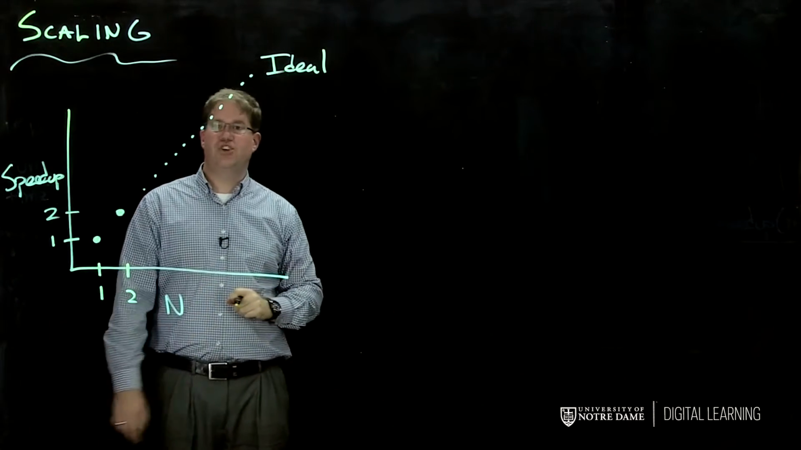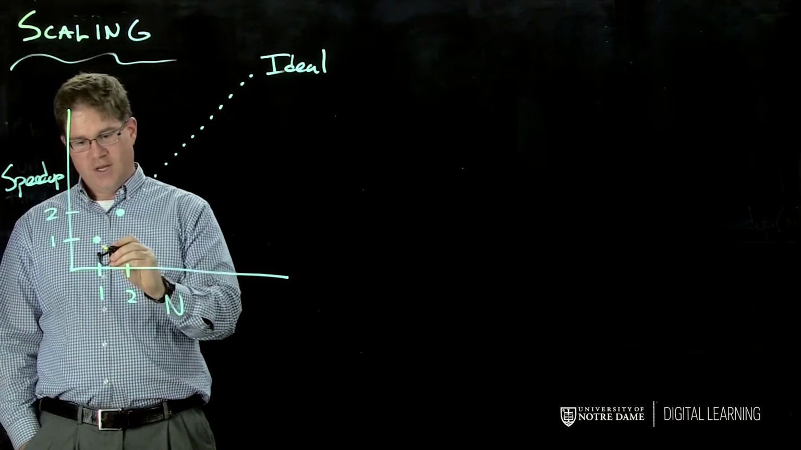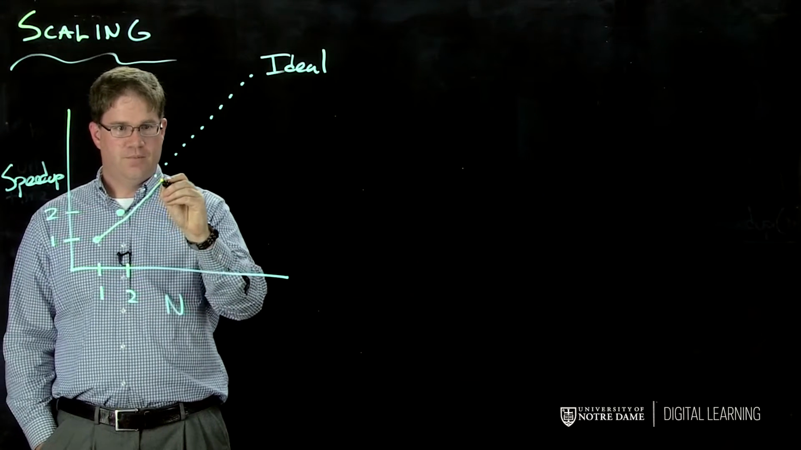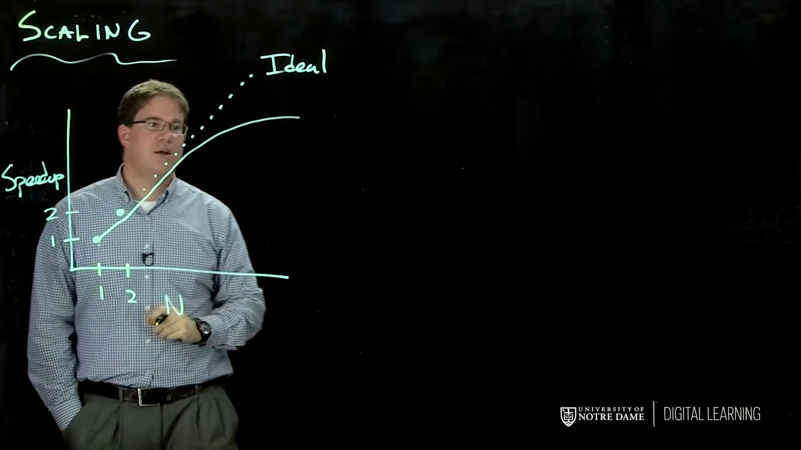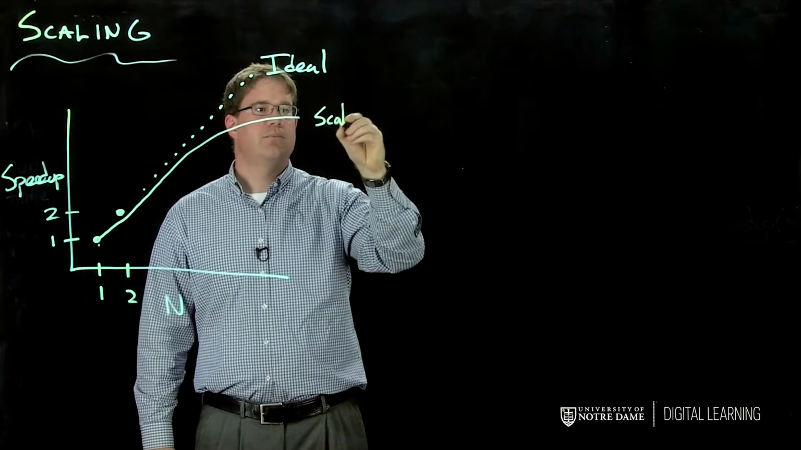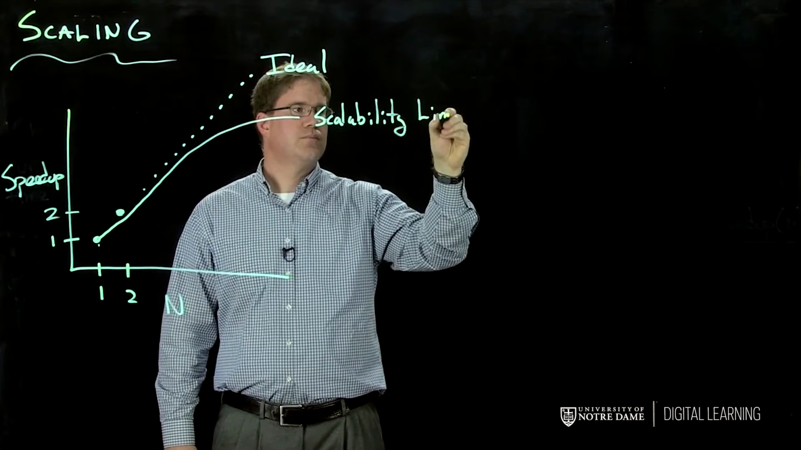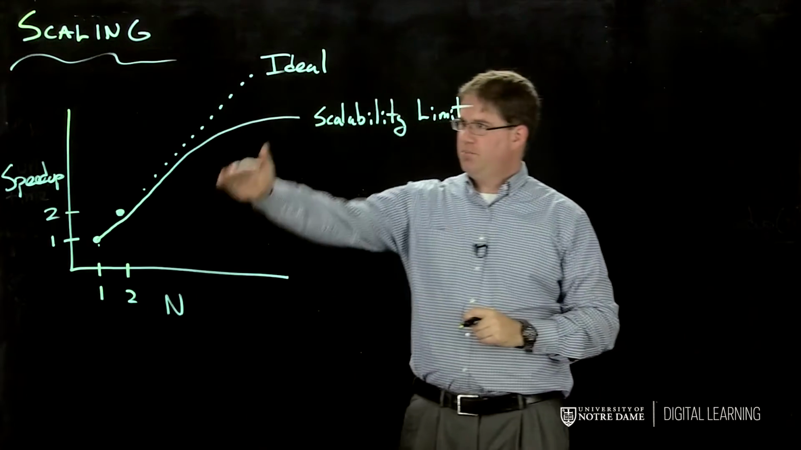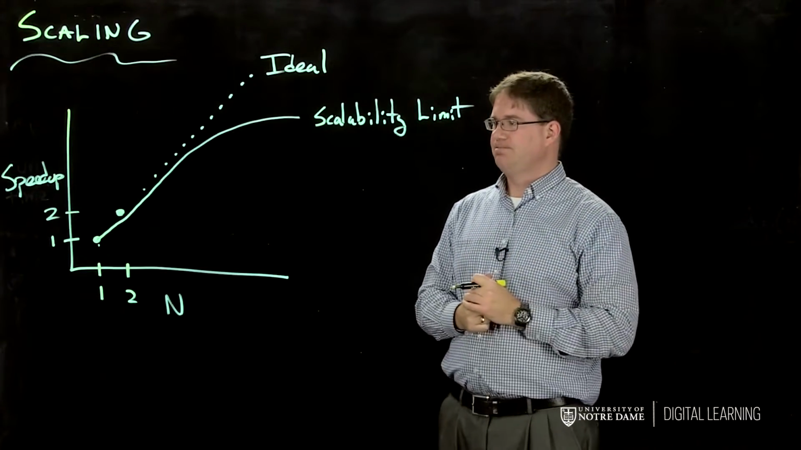Now, for a real application, we don't see this behavior. What we typically see for an application as n gets large is that the speed up starts out very close to the ideal, but eventually it starts to fall off, and it reaches some plateau. And we'll often call this the scalability limit of the application. Now, every application has a limit. Nothing can go on forever. But if it plateaus at a reasonably large number, we're satisfied that we have a scalable application.